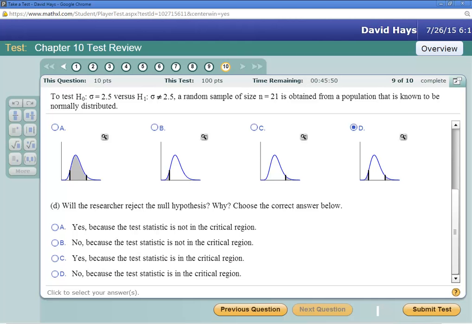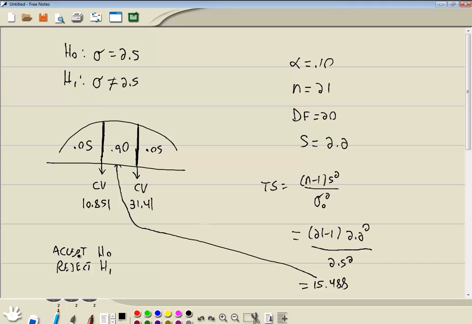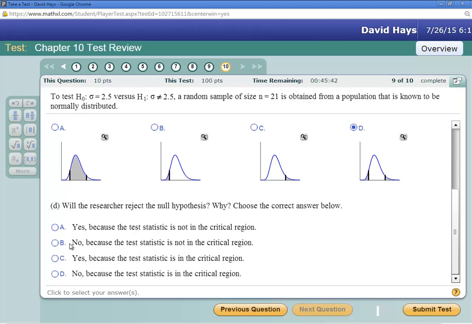Okay. Let's see. Will the researcher reject it? No, we accepted it. So the answer is no. So it's either this one or this one. Test statistic is not in the critical region. Okay, so that'd be B.